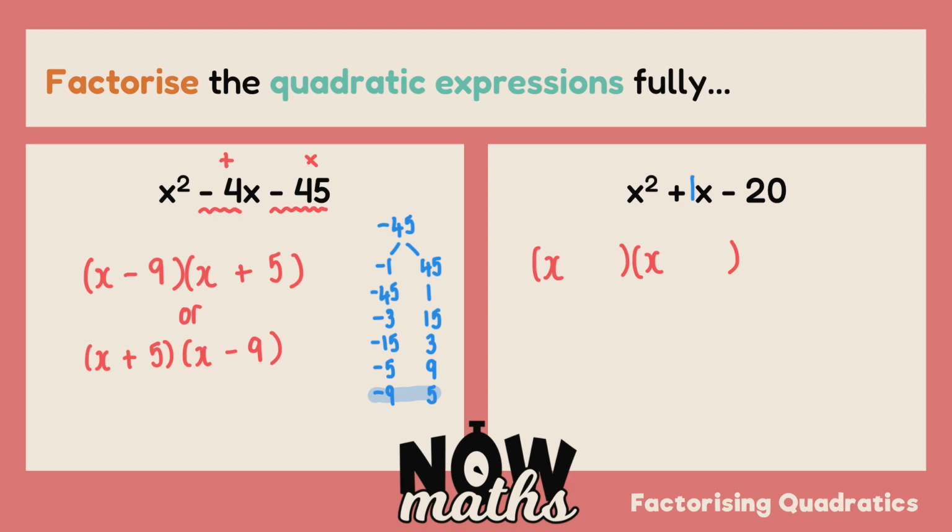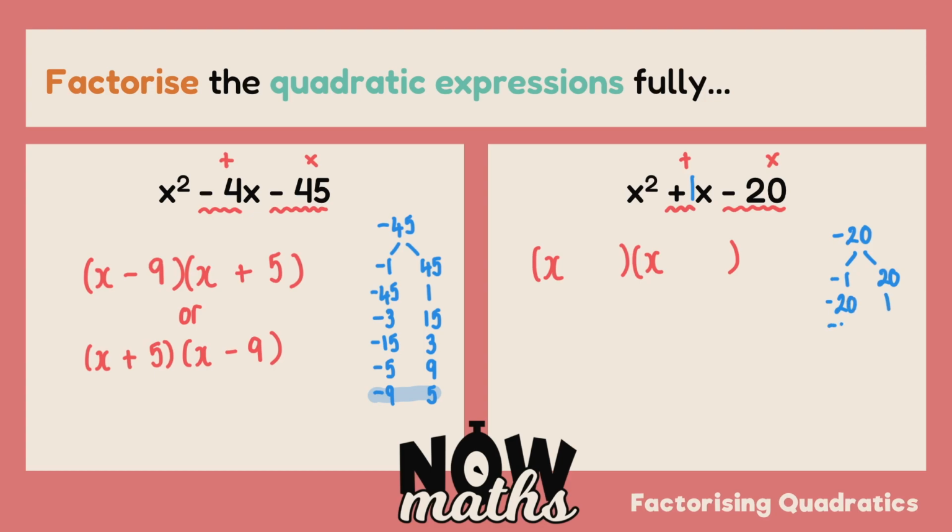This time we're going to have to look for two numbers that multiply to give negative 20 and add to give positive 1. So let's start by listing some numbers that multiply to make negative 20. Similar to the previous question, to multiply to give a negative number, we need one number to be negative and the other to be positive. So starting our list off, we could have negative 1 multiplied by 20 to give negative 20. Or the other way around, we could have negative 20 and 1.